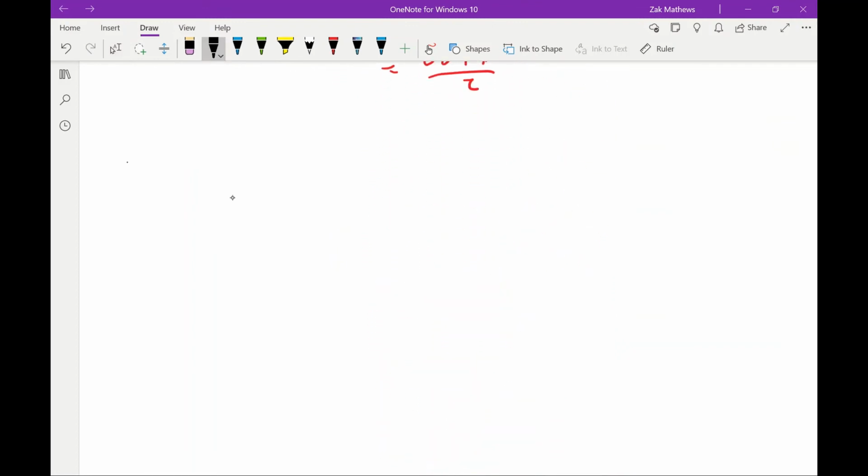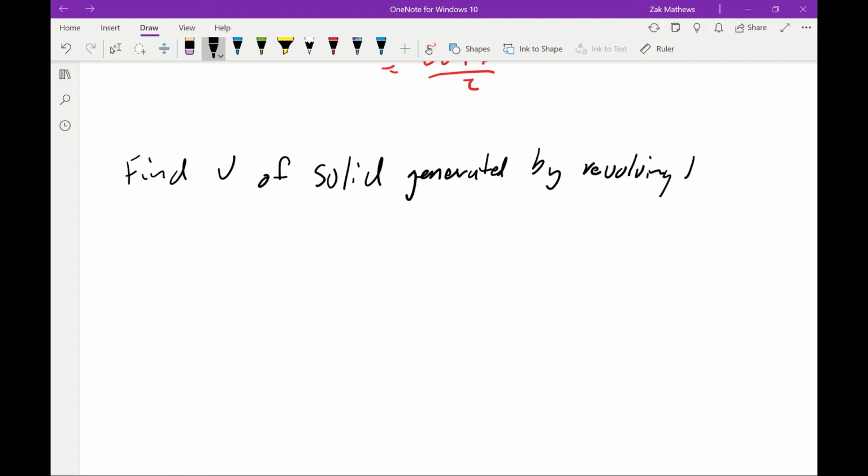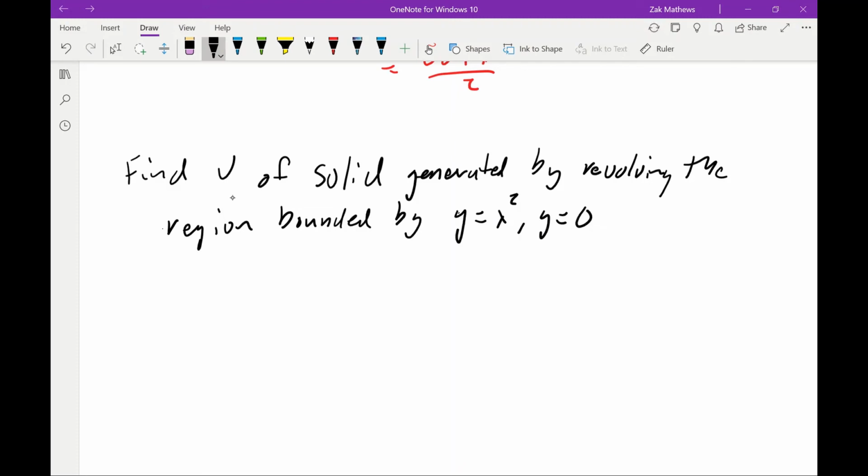Let's do one last example. Find the volume of the solid generated by revolving the region bounded by y equals x squared, y equals 0, x equals 1, and x equals 2 about the line x is equal to 3. Don't know why I wanted x is equal to 3.